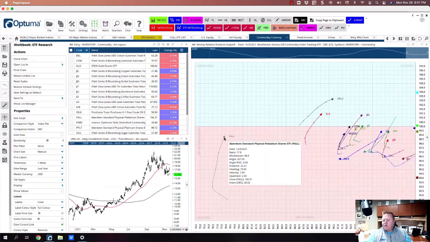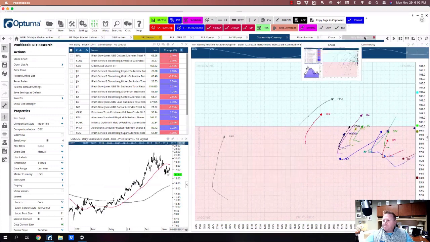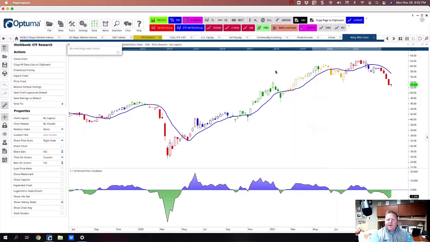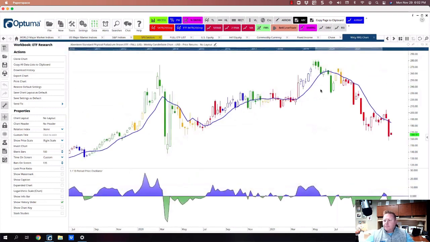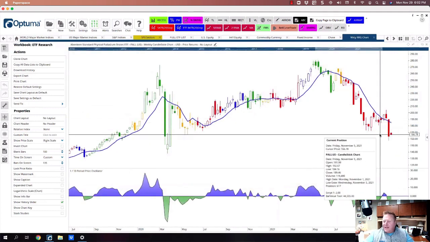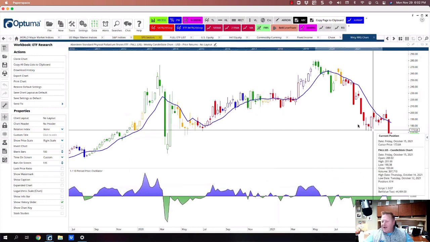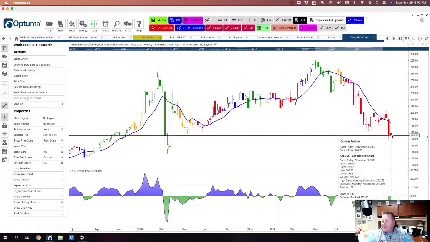So the one I like the most, just being honest, right here, and again, I hadn't pulled this up until I actually hit record today, is palladium. So let's look at palladium. Go PALL. That does not look good. I thought it was going to look a lot better than it did, but it does not look good.